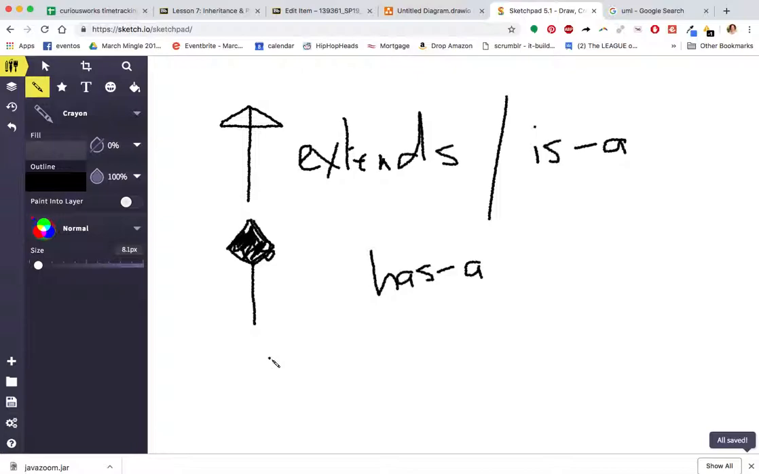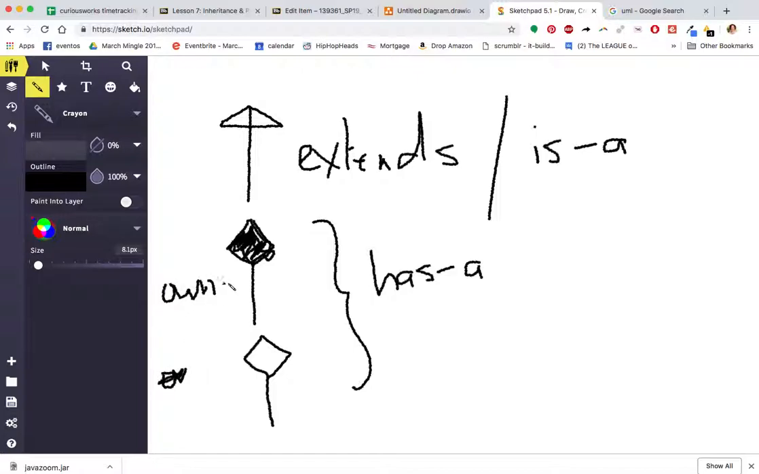And there's actually two different variations of that one. There's an open diamond as well. These are both kind of has a, but this one is a more tight one. This one means owns. So pretty much the thing that is being composed just has the same life as the object.